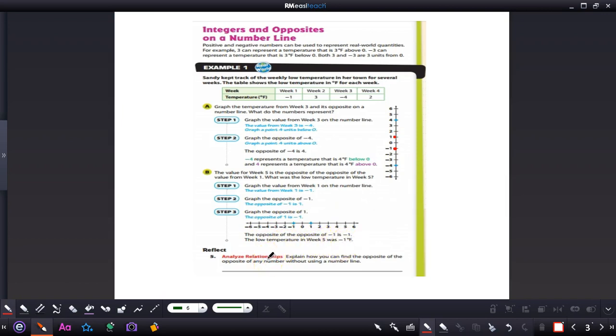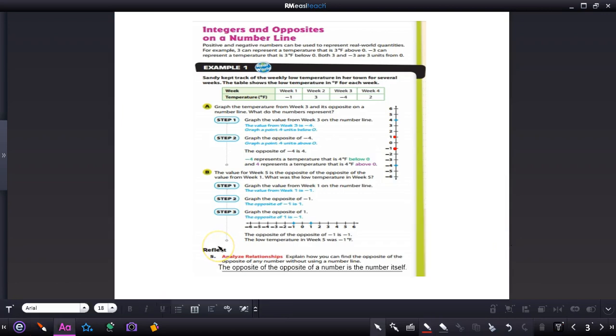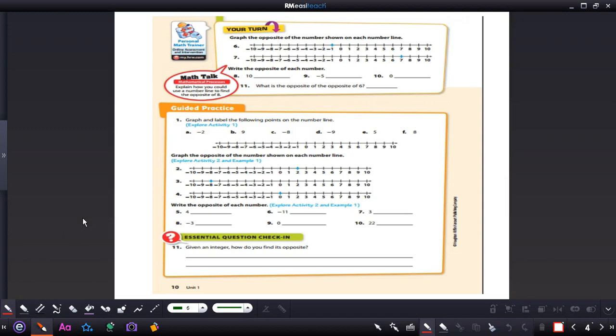So now if we're taking a look at number 5 on page 9, it says explain how you can find the opposite of any number without using a number line. So we can see the opposite of a number is the number itself. Just like the opposite of negative 1 was negative 1, the opposite of 8 would be 8, so it's always that number itself. Okay, I want you to turn to page 10 in your Go Math book. We're going to just do a few of these problems, not all of these problems together in this video. I'll have you do it by yourself in the video.